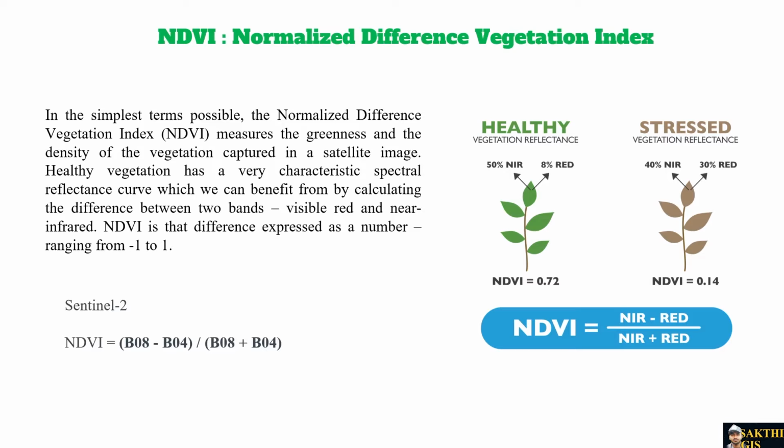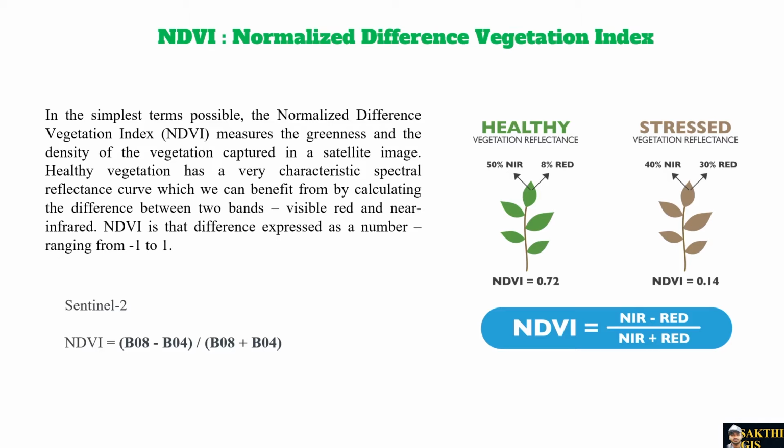So the formula for NDVI is near infrared minus red divided by near infrared plus red. Healthy vegetation tends to have higher NDVI values, making it useful for monitoring changes in vegetation cover, such as crop health and deforestation. So how can we calculate NDVI using Sentinel-2 images? That will be the next case.